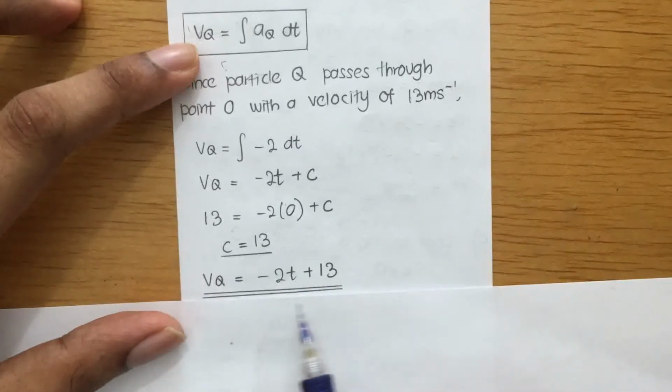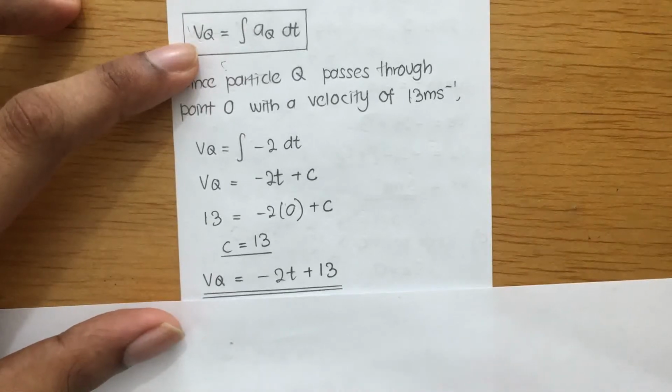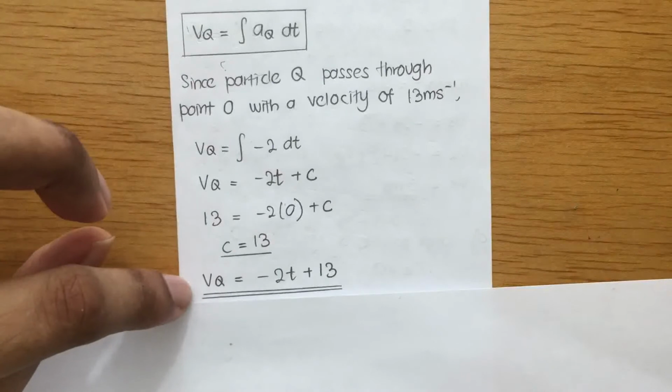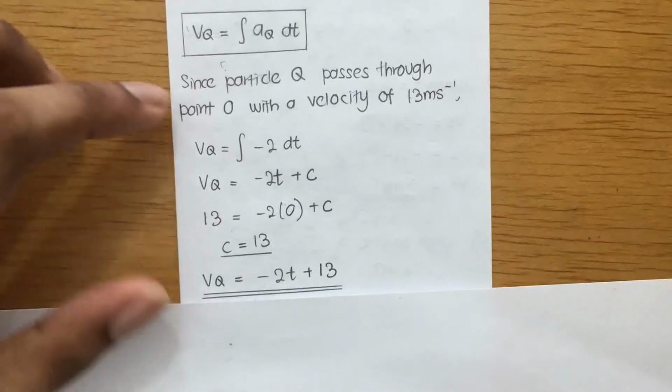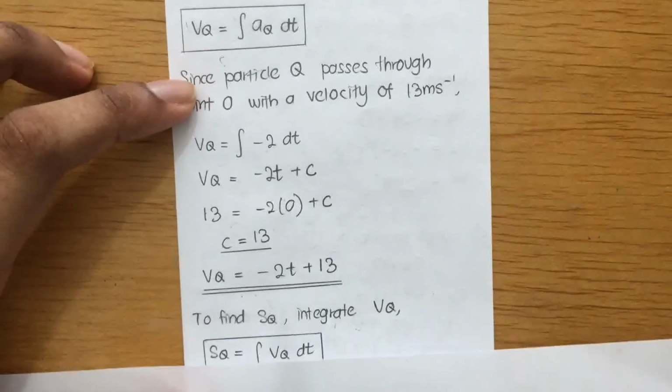So this is your first answer, guys. You already get your VQ here. So the only thing left, you need to find the displacement of Q, which is SQ over here. Okay. So to find SQ, you integrate VQ. So to find the displacement, you integrate the velocity.